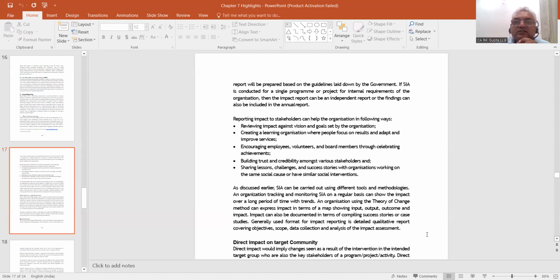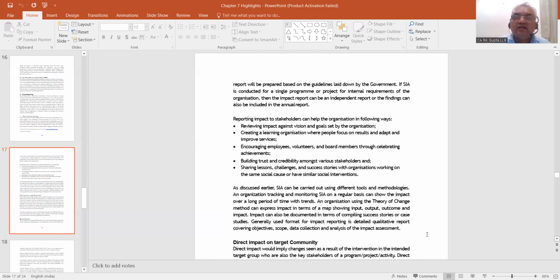If social impact assessment is conducted for a single program or project for internal requirements of the organization, then the impact report can be an independent report or the findings can also be included in the annual report. Now, reporting impact to stakeholders can help the organization in the following ways. First is we can review the impact against vision and goals set by the organization. So when we started the organization, there were certain vision and certain goals. Now we can review by way of social impact assessment to what extent we have achieved our goals.